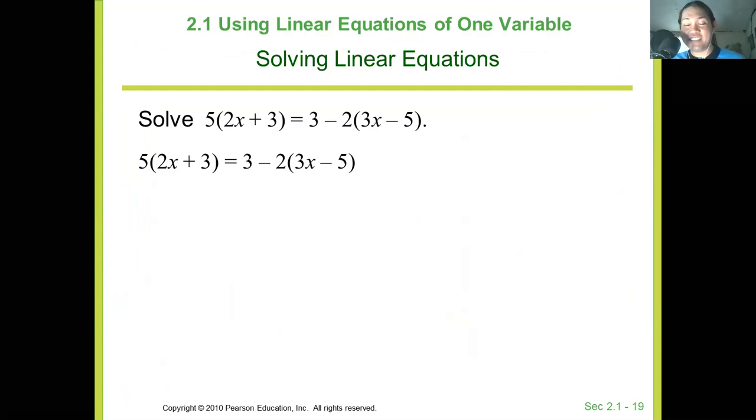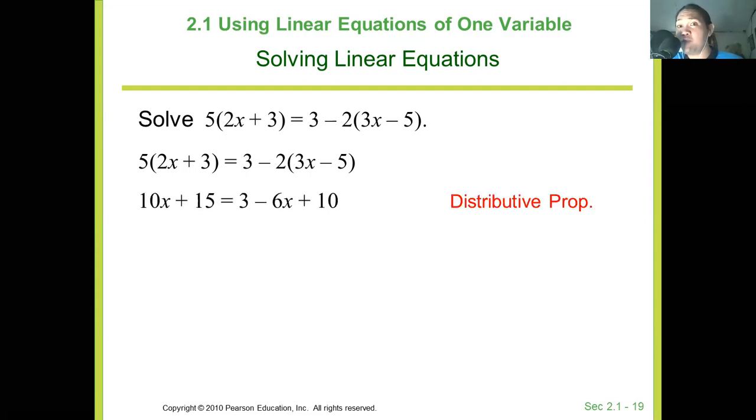Oh, it is getting challenging. So it becomes more challenging. So we have 5 times the quantity of 2x plus 3 is equal to 3 minus 2 times the quantity of 3x minus 5. So what we will do, of course, is use the distributive property of multiplication. So you have 10x plus 15 is equal to 3 minus 6x plus 10.